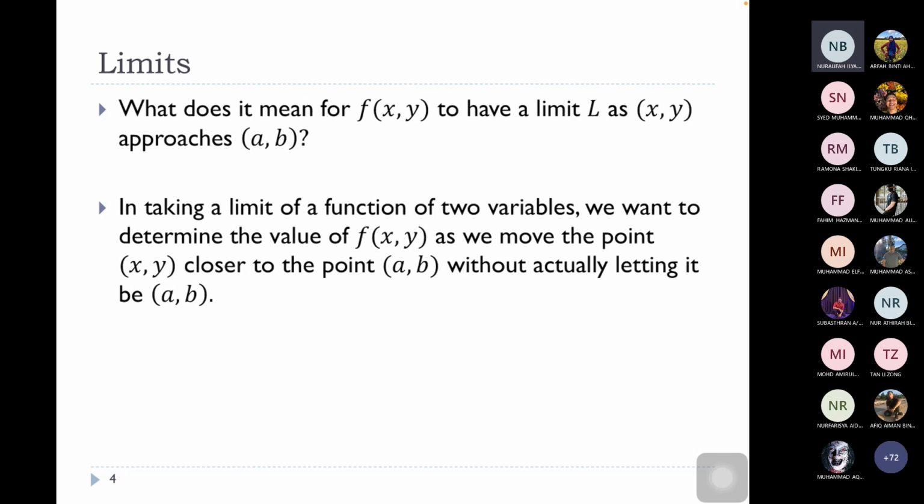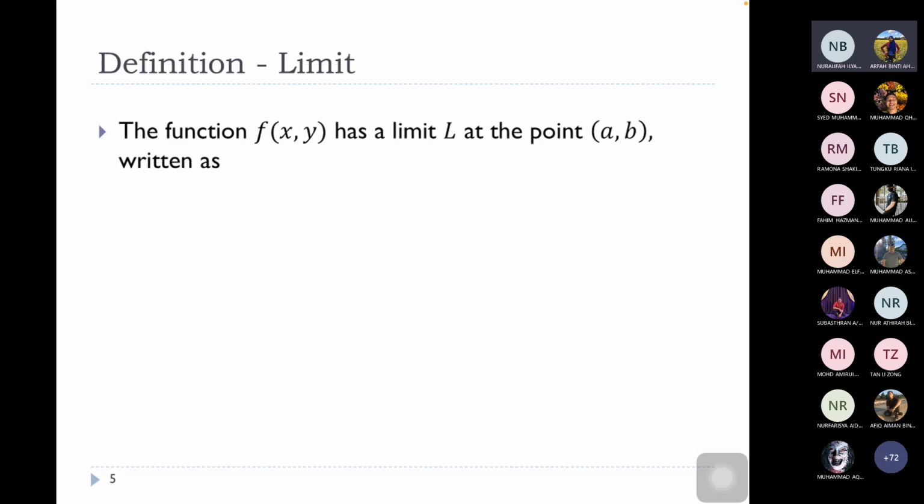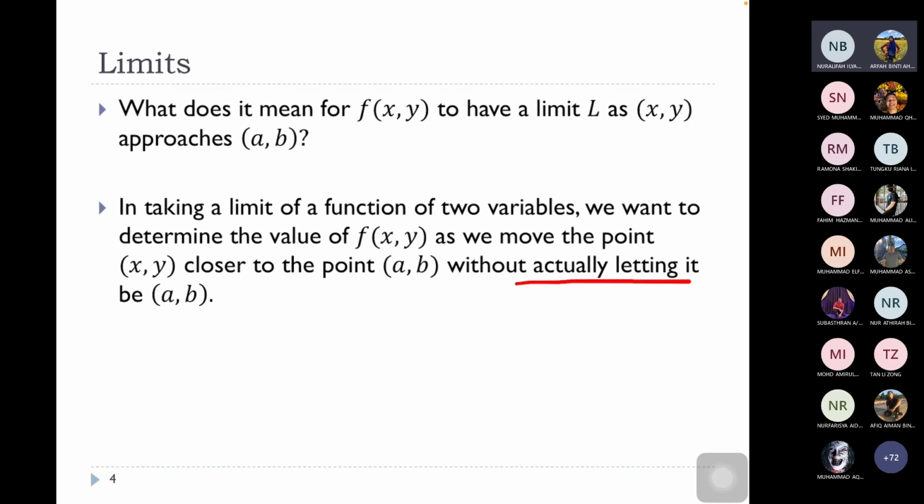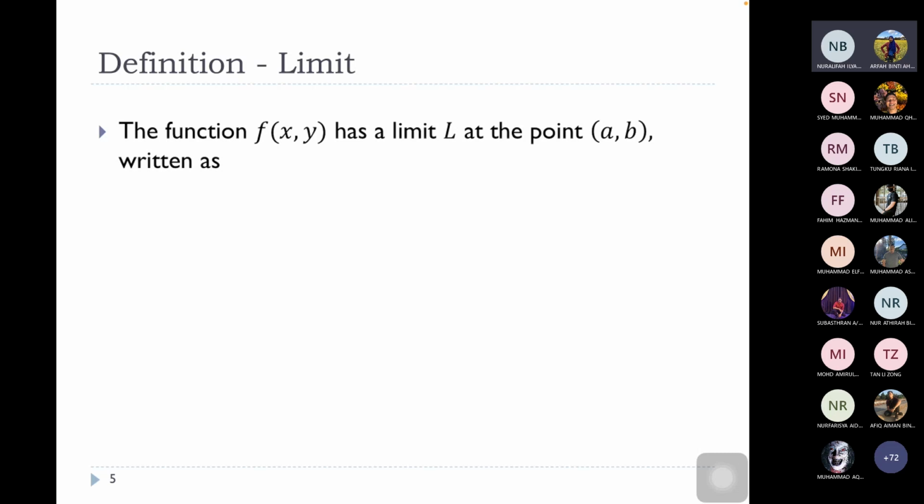So, clear. Okay. So in taking a limit of a function of two variables, we want to determine the value of the function f xy as we move the point x and y closer to the point A and B without actually letting it be A and B. Tapi dia move closer to the point of A and B. Okay. Dia menghampiri kepada point A dan B tapi dia tidak mengambil nilai A dan B. Okay. That is what it means by limits and continuity.